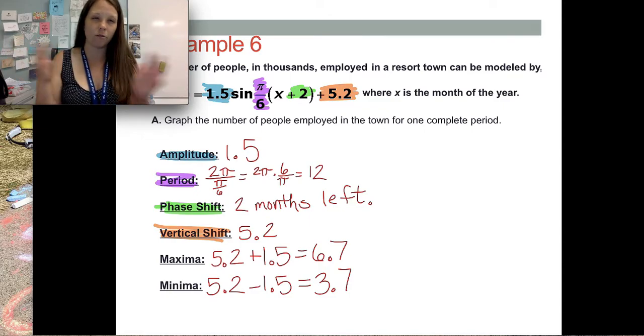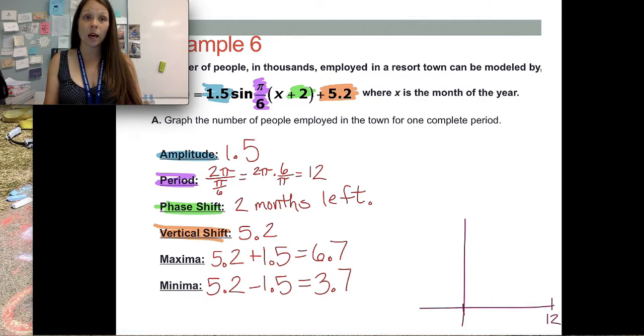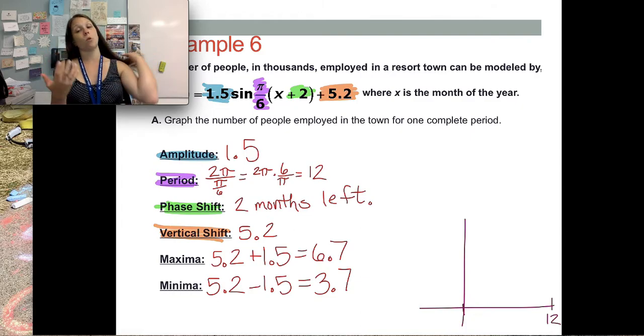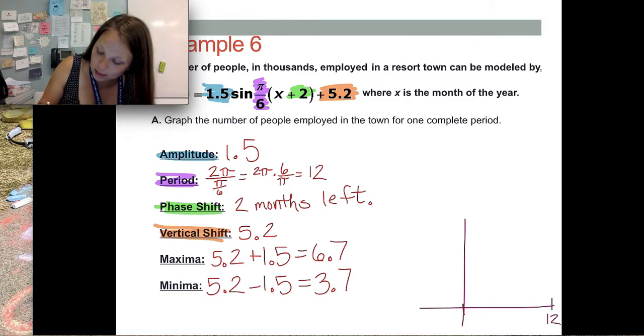Now, I want you to think about how this graph would look before the shifts up and down and forward and backwards. If we think about this, 12 months is out here, then that means 0 is here. All of these trig graphs can be divided into fourths. So if the period is 12 months, from 0 to 12 months I should see one cycle of that sine wave. The halfway point at 6 months would be on the x-axis.